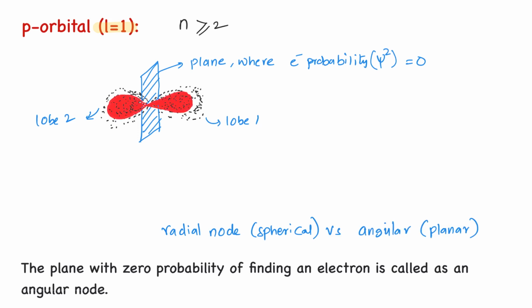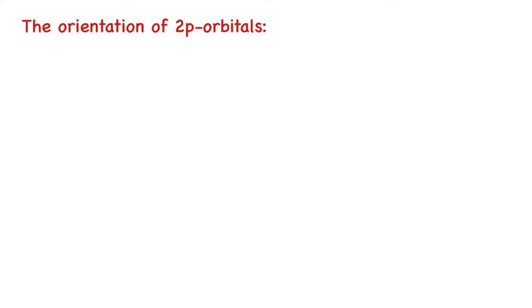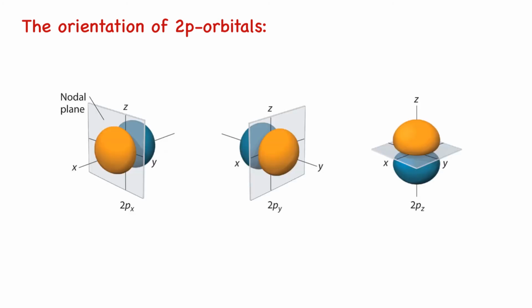If we draw a boundary that covers 90% of the electron probability density, we get a dumbbell shape for the p orbital. Because the p orbitals are not spherically symmetrical, they can have specific orientation in the three-dimensional space. If the lobes are along the x-axis, it is called the px orbital. If the lobes are along the y-axis, it is called the py orbital. And if the lobes are along the z-axis, it is called the pz orbital.